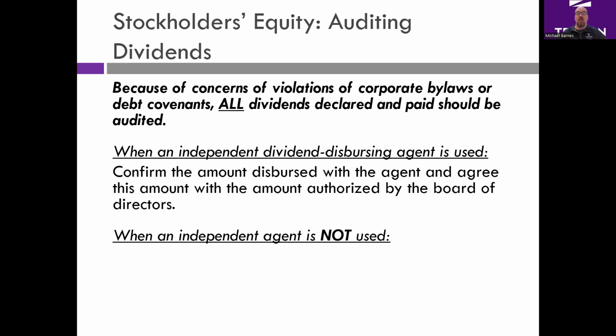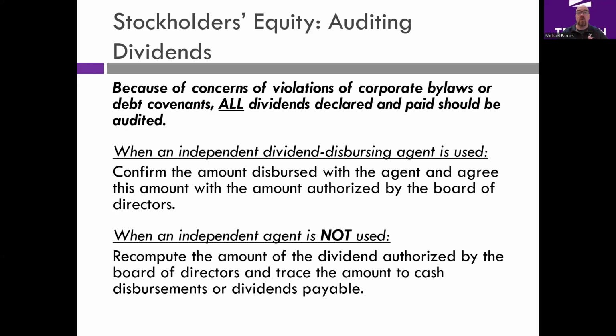And then the other one we're going to be concerned about: agreeing the amount with the amount authorized is a mathematical calculation, which means that we're concerning ourselves with valuation, allocation, accuracy. So confirmation of information and agreeing the amount to the board of directors tests for completeness and valuation, allocation, and accuracy for these dividend amounts. All right. Now hold on to that. I want to look at the next one. What if an independent agent is not used? That means that the organization we're auditing authorizes and disperses their own dividends. So if that's the case, we need to make sure we recompute the amount of the dividend authorized by the board of directors.